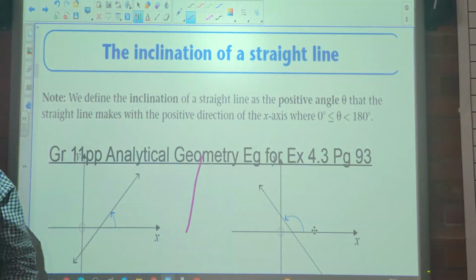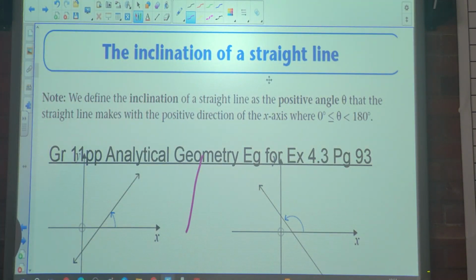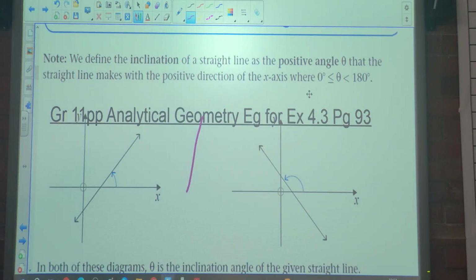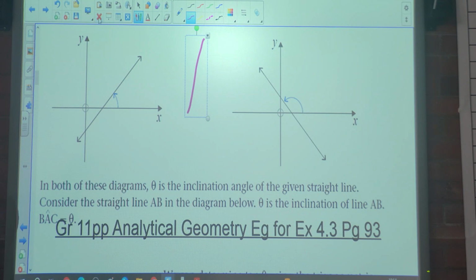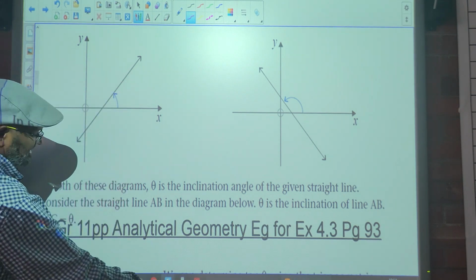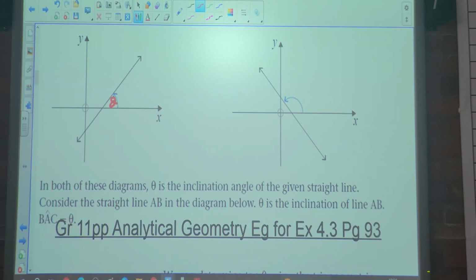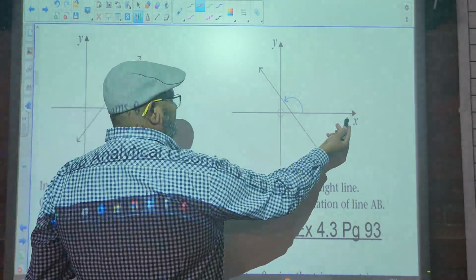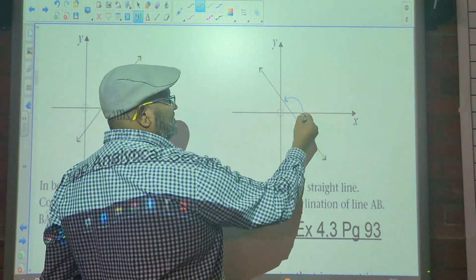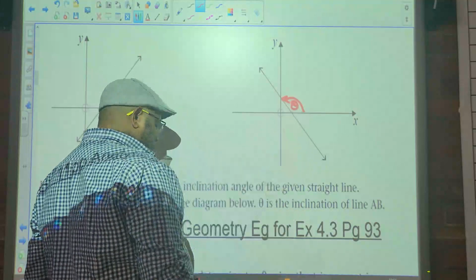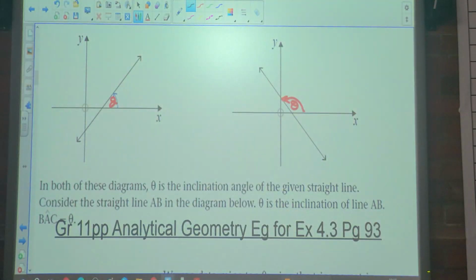So we are told, note that you're reading, of course, no? We define the inclination of a straight line as the positive angle theta that the straight line makes with the positive direction of the x-axis, where theta is greater than or equal to 0 but less than or equal to 180. So in other words, if that is your straight line in the first case, then your angle of inclination is that angle. Otherwise, if it's an obtuse angle, a decreasing straight line function, then the angle from the positive x-axis onto the line is your theta, or your angle of inclination.